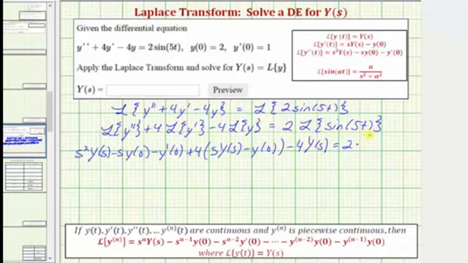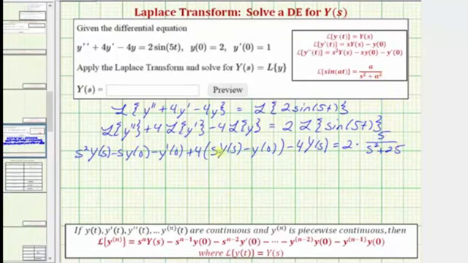Using a table of Laplace transforms, we can find this formula here, where notice for our Laplace transform a is equal to 5, so the Laplace transform of sine 5t is equal to 5 divided by the quantity s squared plus a squared, which would be plus 5 squared or plus 25.